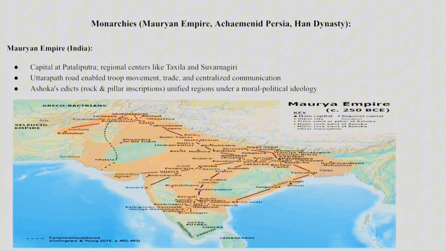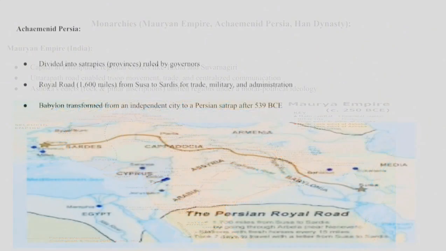They built big roads like the Uttarapatha and sent messengers to move soldiers and trade. Emperor Ashoka used rock and pillar edicts to share a moral message called Dhamma. This helped unite people under one idea. So the Mauryan emperors used roads, cities, and messages to rule large areas.